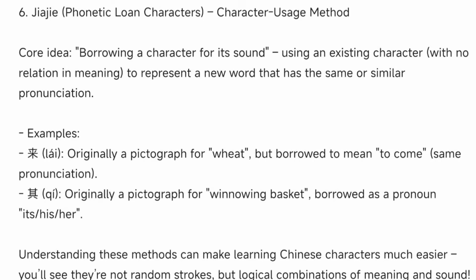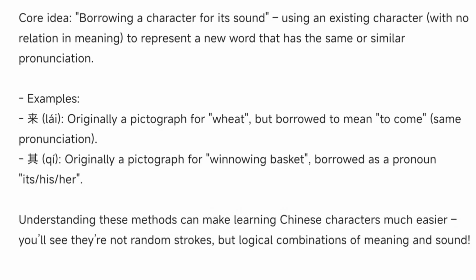The examples are 来, originally a pictograph for wheat, but borrowed to mean to come, by pronunciation. 其, originally a pictograph for a winnowing basket, borrowed as a plan, its, his, her. So it is the most amazing one, I guess. But also the most difficult one.